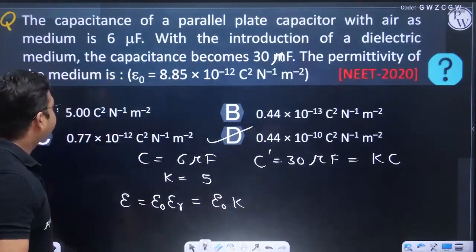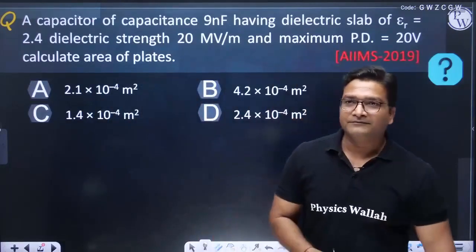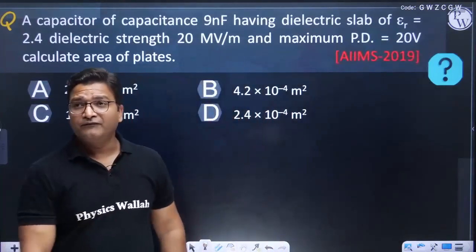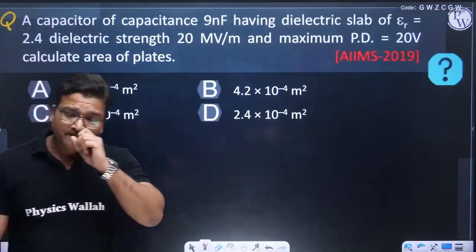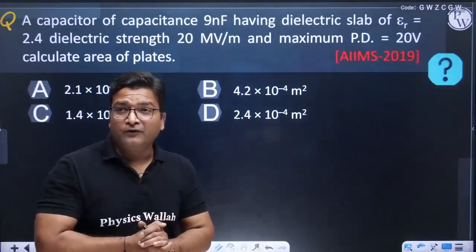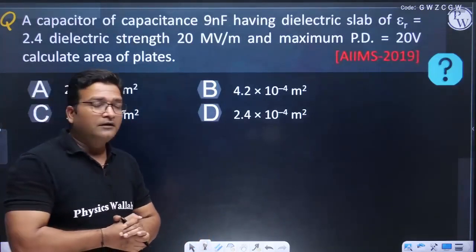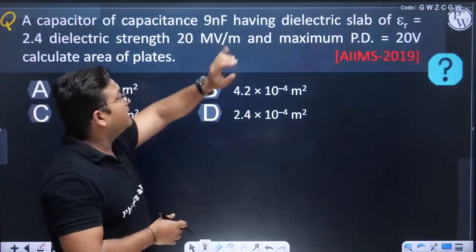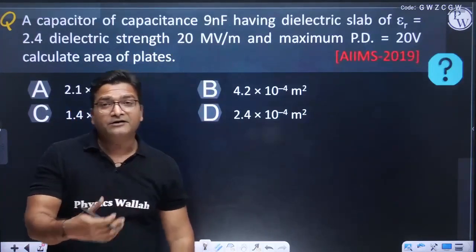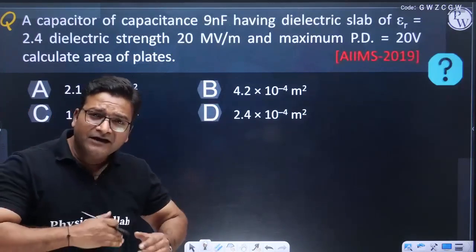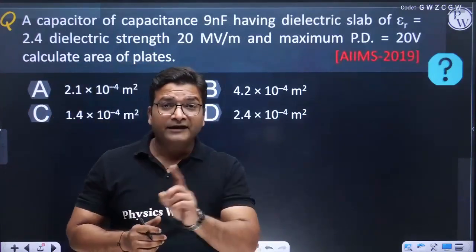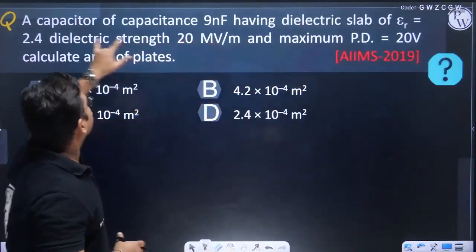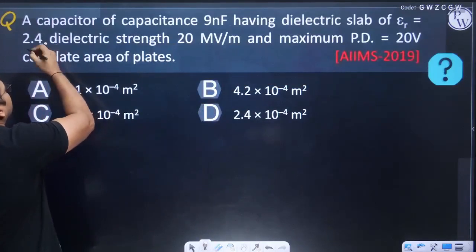Over to the next question. Okay, so again this is a very interesting question. It says a capacitor of capacitance 9 nanofarad having a dielectric slab of constant 2.4 and strength 20 megavolt per meter. 2.4 is the dielectric slab's dielectric constant, and dielectric strength is 20 megavolt per meter. What is dielectric strength? Actually, dielectric strength is not dielectric constant. Dielectric constant is K, which is given here as 2.4.